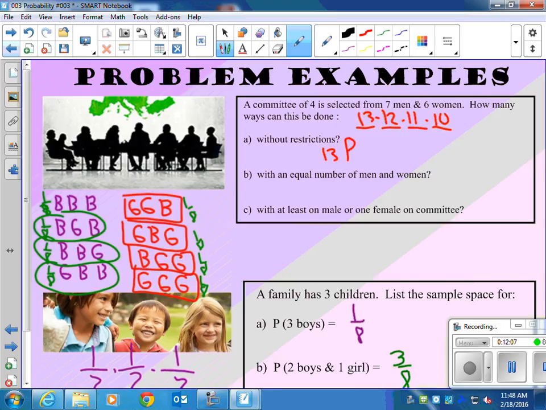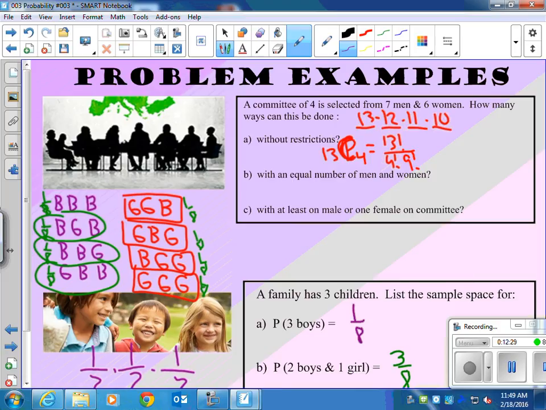So this is going to be 13 permutation 4, or 13... No, it isn't. You're right. It's a combination, over 4 factorial over 9 factorial. Thank you. It's a group. You're right. Then it says there's an equal number of men and an equal number of women.